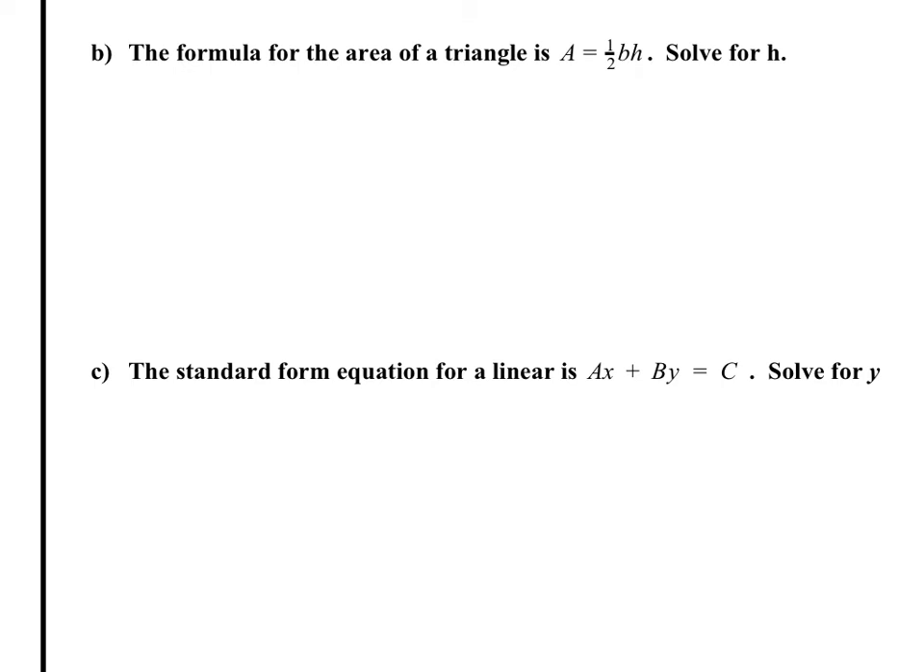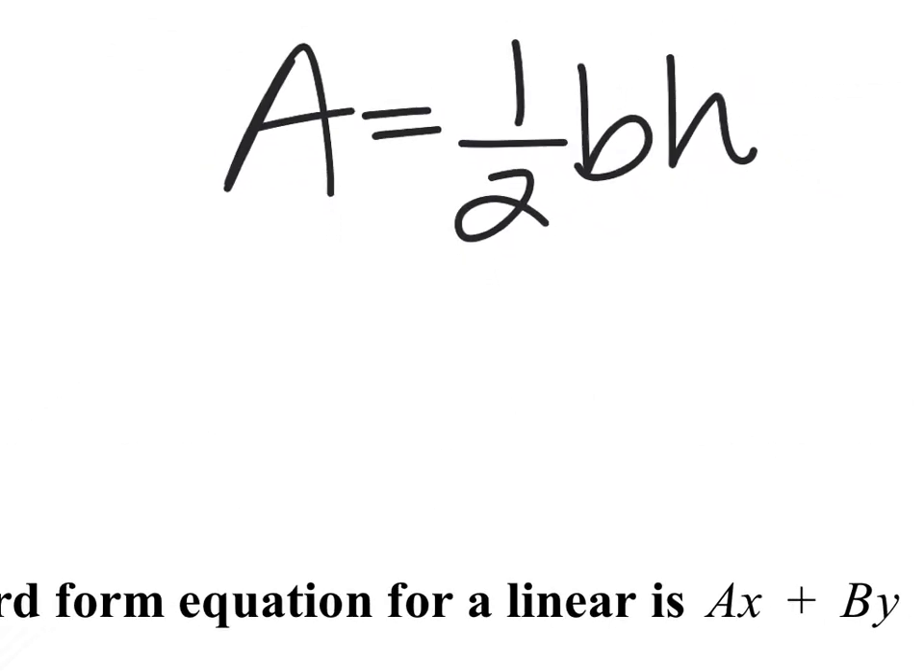The formula for area of a triangle is A equals 1/2 times base times height. You may have heard this before. And you are solving for h. So I'm solving for that one. I'll go ahead and rewrite it again. A equals 1/2 times base times height. Remember, when you have stuff right next to each other, it means multiplication. So we are solving.